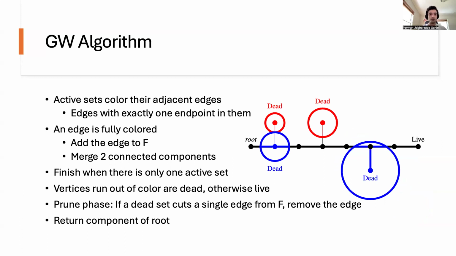At the end, we define live vertices and dead vertices. Basically, dead vertices are vertices that have run out of color, and otherwise we call them live vertices. And we have a prune phase at the end of the algorithm. Basically, we look at the dead vertices. Each time, if the dead vertices are coloring exactly one edge of our solution, we remove that edge and all the subtree of that edge. So for example, here, if you look at the red sets, they are only coloring one edge of the forest, so we remove those edges and all of the subtrees. But for example, if you look at the blue sets, and if they correspond to dead vertices, we don't remove them because they color more than one edge.